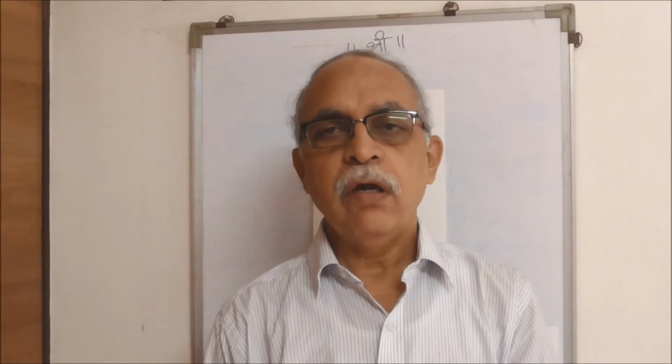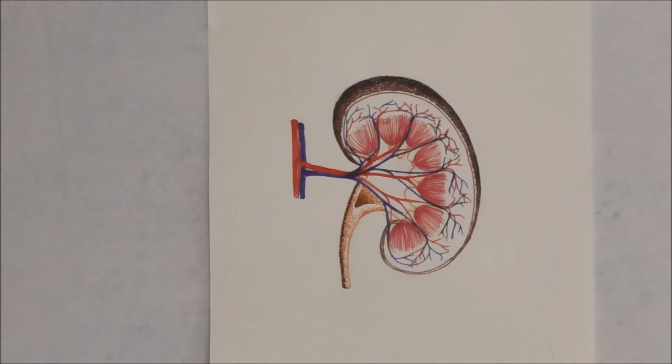Today's session we will be trying to understand the internal structure of the kidney, that is, the vertical section or longitudinal section of the kidney. In the earlier session I had told you about the morphological structure. Now let's have a look at the vertical section.